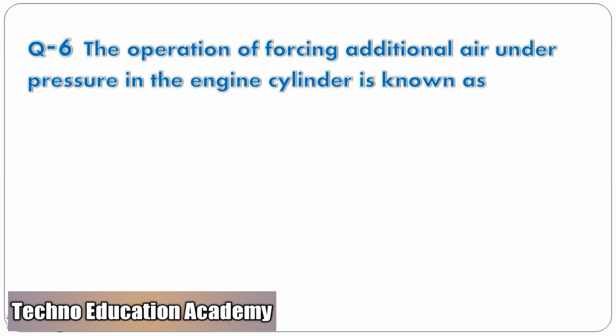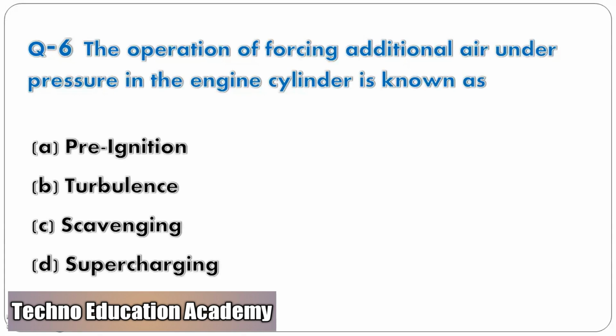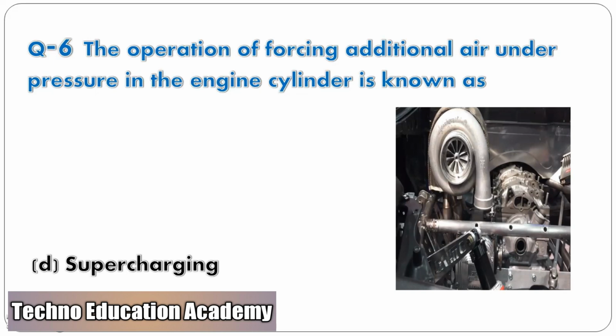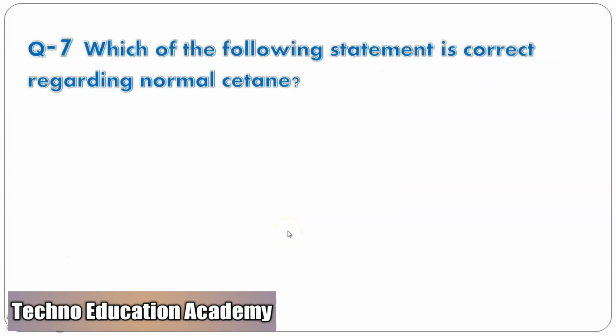Question number 6. The operation of forcing additional air under pressure in the engine cylinder is known as: option A, pre-ignition; option B, turbulence; option C, scavenging; option D, supercharging. The right answer is supercharging. We have already discussed in the previous slide the function of the supercharger. It increases the suction pressure of air, and it is used in racing cars, ships, aircraft, etc. Here you can see that it is connected with the inlet of the engine, and it supplies high pressure air into the engine cylinder. It is called supercharging.